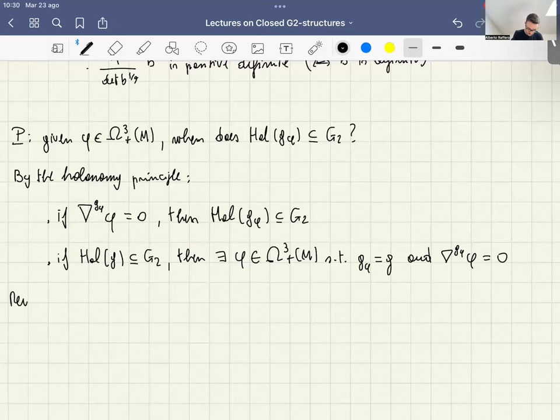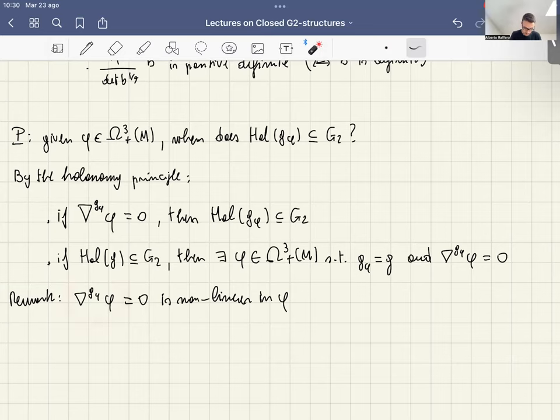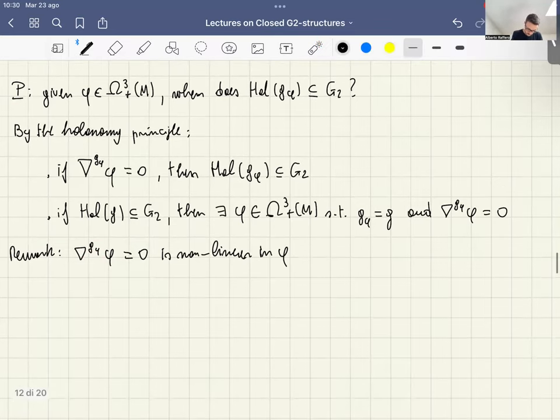And observe that the equation requiring phi to be parallel with respect to the Levi-Civita connection of the metric it induces is nonlinear in the three form phi, precisely because you are computing this with respect to the Levi-Civita connection of the metric g phi, which is in turn defined by the three form phi. So the G2 structures satisfying this condition here are called parallel or torsion free.